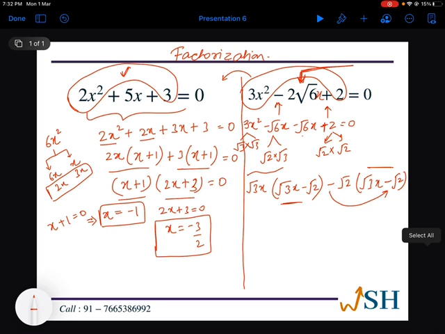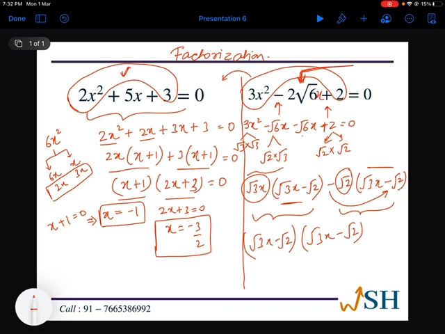Okay, so now we got from this term root 3x minus root 2 common, and the same from this term as well. So we have taken them common, and inside we'll have root 3x and minus root 2. This gives us root 3x minus root 2 whole square, which also gives us the value of x as under root of 2 over 3. Both are going to yield the same results, so the value of x is under root 2 over 3.